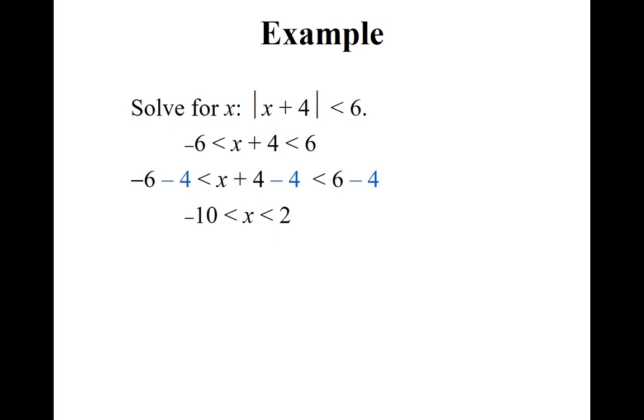So in interval notation, our answer would be -10 and 2 inside of parentheses. Why parentheses? Because there is no or equal to. So the -10 on the left takes a parenthesis, and the 2 on the right takes a parenthesis.